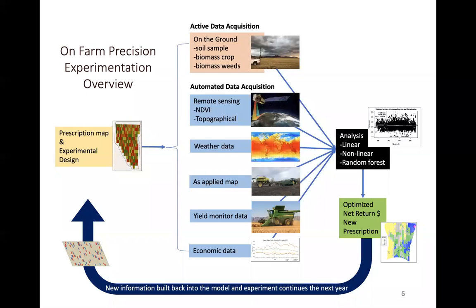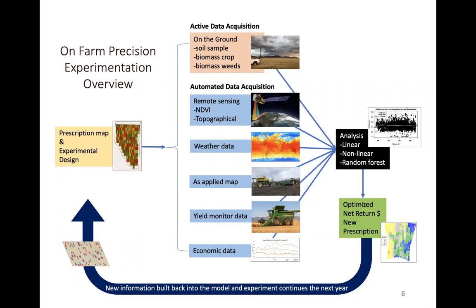So on-farm precision experimentation, here's a quick overview of what that looks like. We begin with a prescription map and an experimental design, which is some varied input across the entire field. So some people in my lab work with varied nitrogen rates in conventional ag systems. I'm working with organic farmers, and so what we're varying across the field is seed, either for a cash crop or a green manure cover crop.